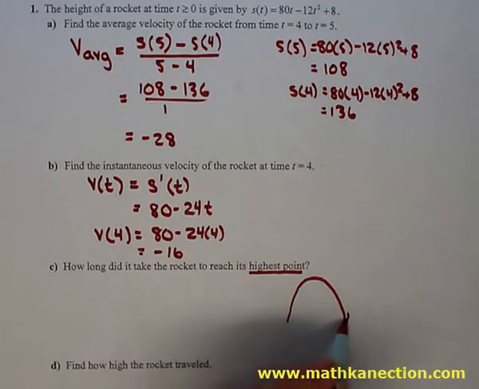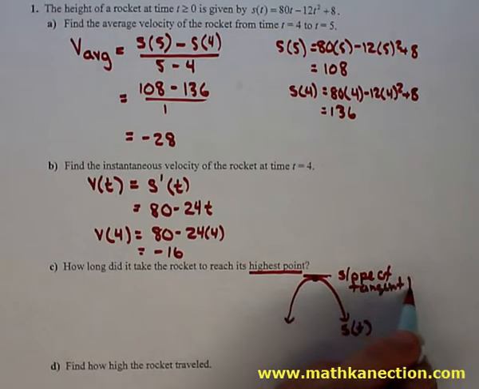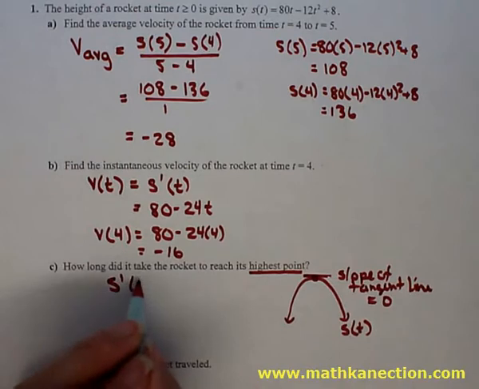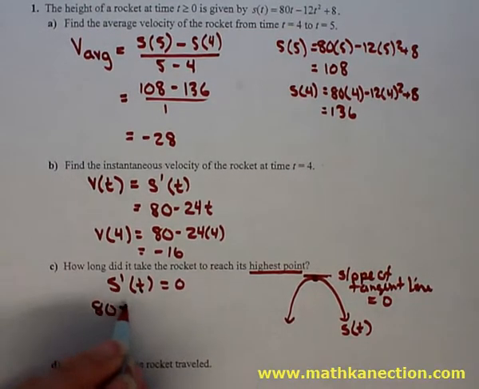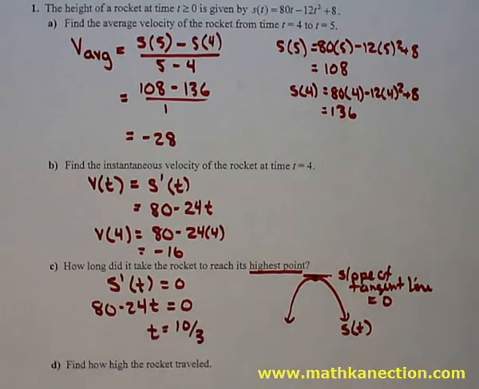To figure out the highest point that the rocket reaches, imagine the position equation. The highest point is located where the slope of the tangent line is equal to 0. So we need the slope of the tangent line of our position equation and set that equal to 0. The derivative of position, then set equal to 0. So we'll take that 80 minus 24t, the derivative of position, set that equal to 0, and that's t = 10/3.